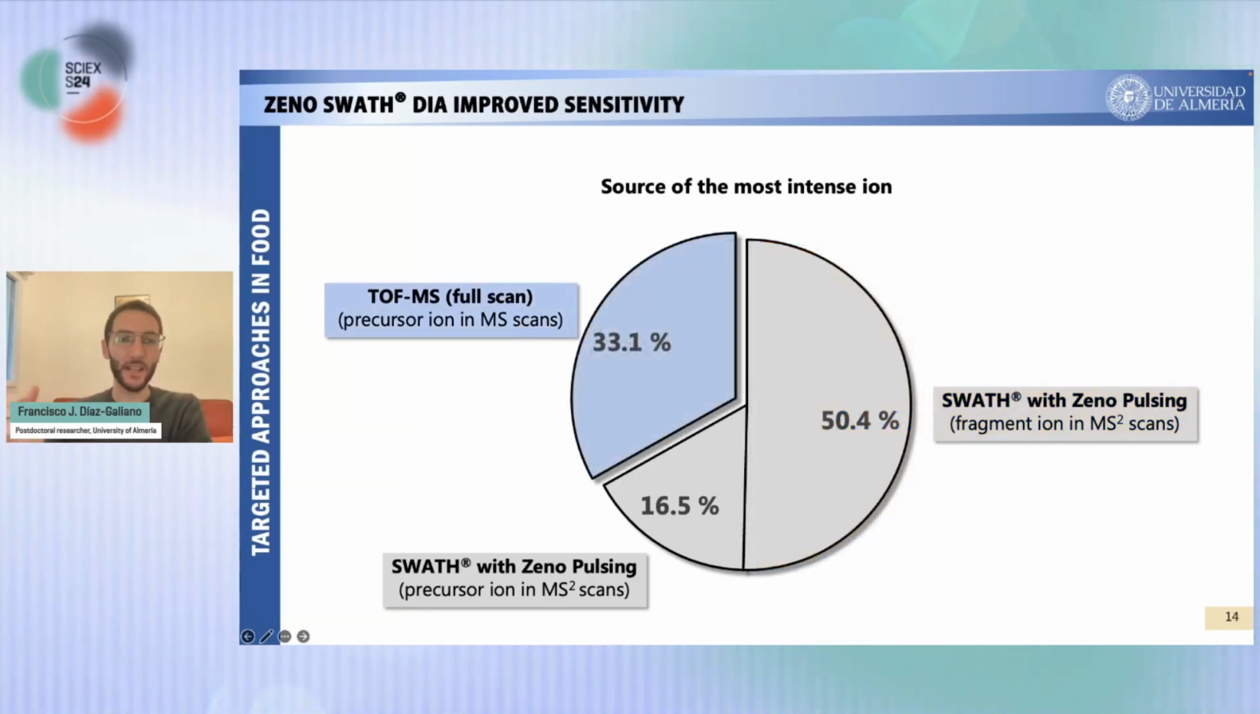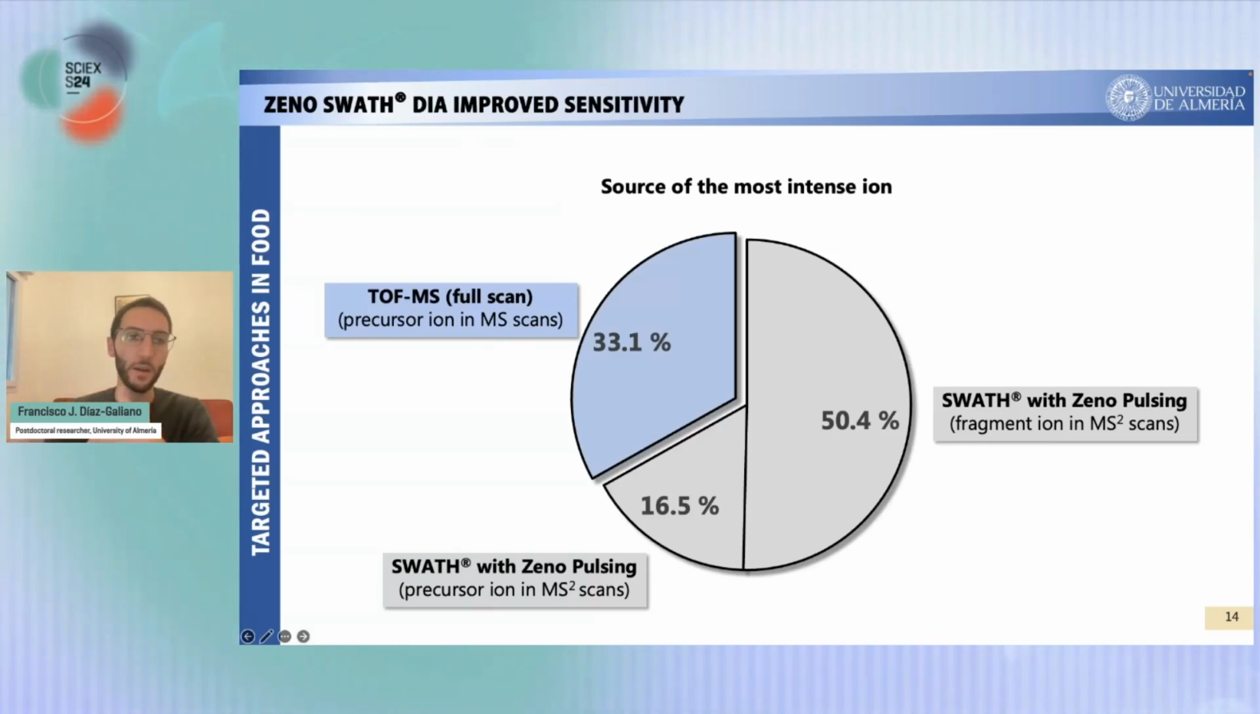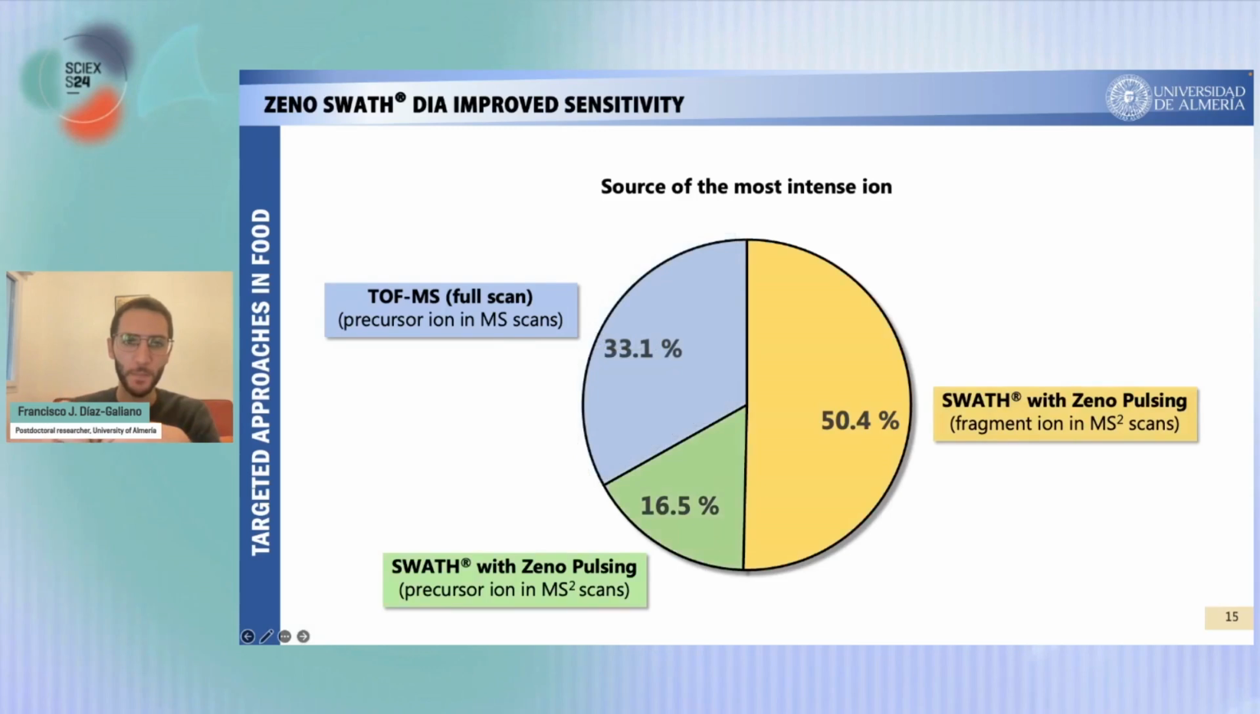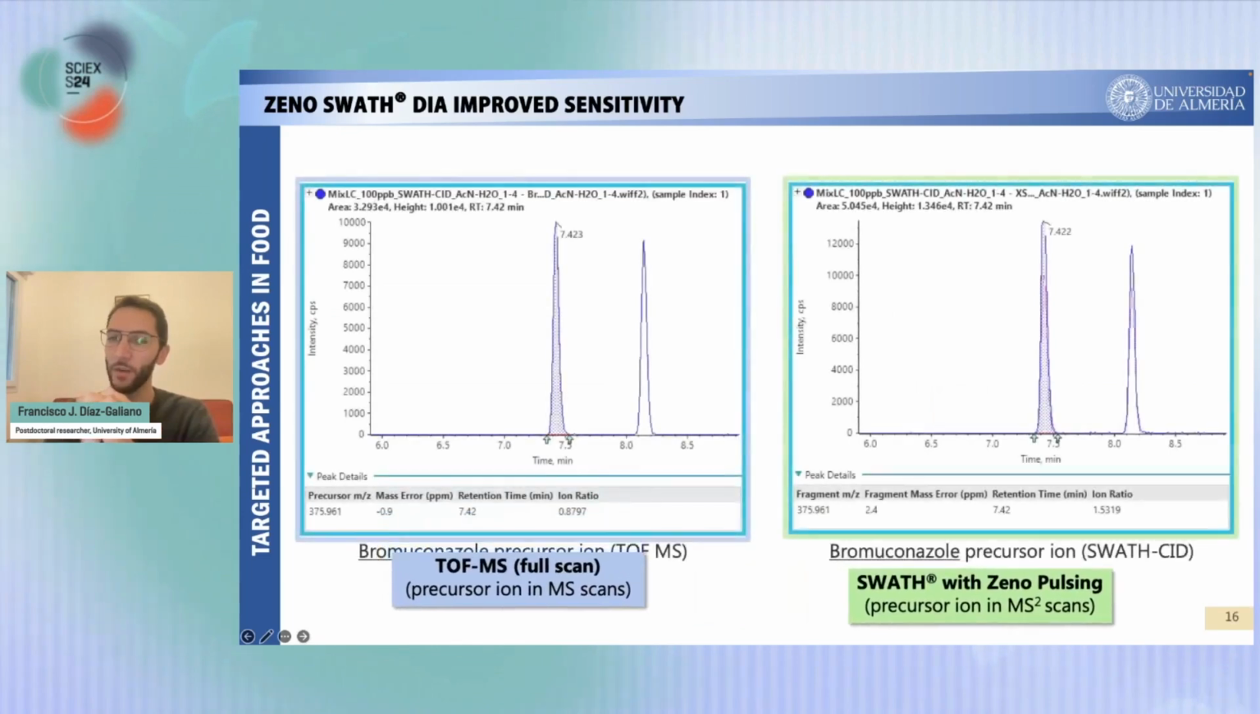What this means is that the precursor ion found in the full scan experiment is the most intense ion only in 1/3 of all compounds, rather than being the most intense ion overall, as is typical in methods based on high-resolution mass spectrometry. So for 2/3 of all compounds, the most intense ion was either a fragment or the precursor ion, but found in the SWATH DIA experiment. Now let's see an actual experiment of this scenario.